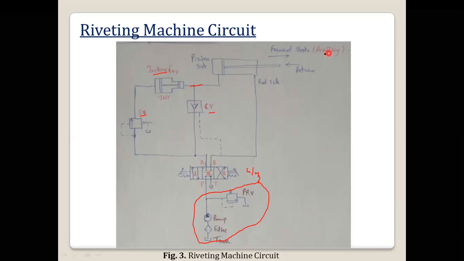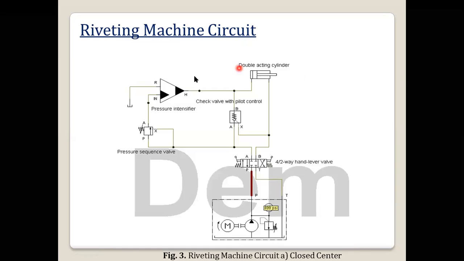Okay. So the forward stroke is the riveting, and the return stroke means we will take the rivet back. We can see this through this circuit diagram, which I have made in the Festo software. This is the center position. In the center position, since all the ports are closed, oil will flow to the pressure relief valve and to the tank.